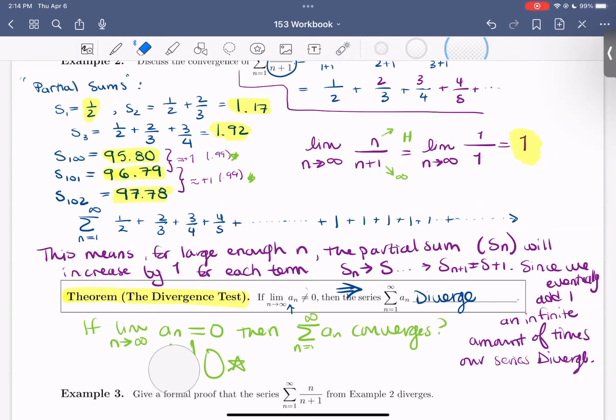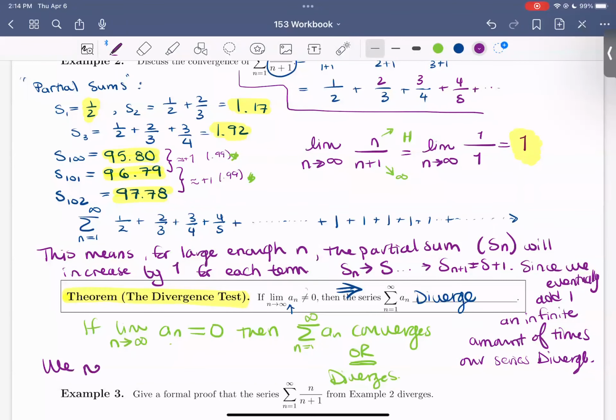So I'll write that out. If the limit of the terms goes to 0, then the sum of the infinitely many a sub n terms converges or diverges. So we need a new test and more info. We need a different approach to determine if that series converges or diverges.